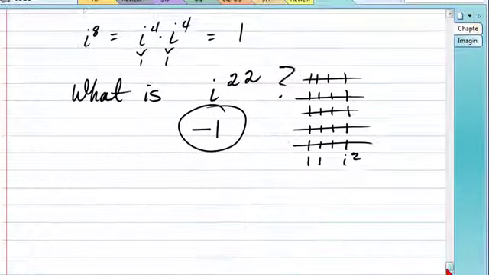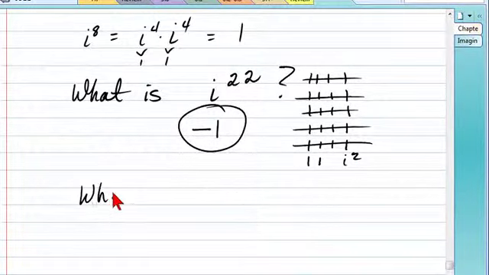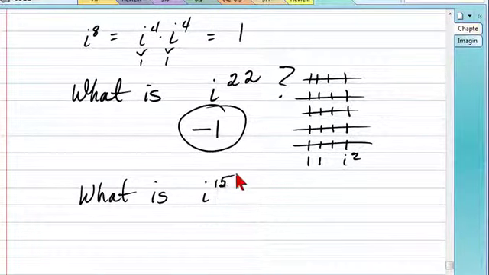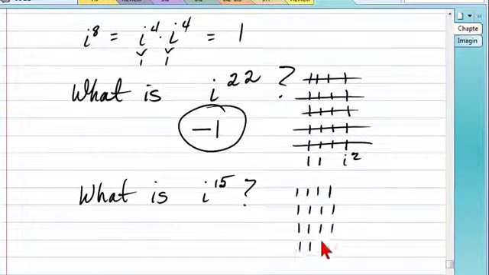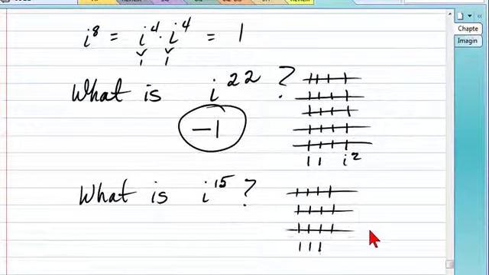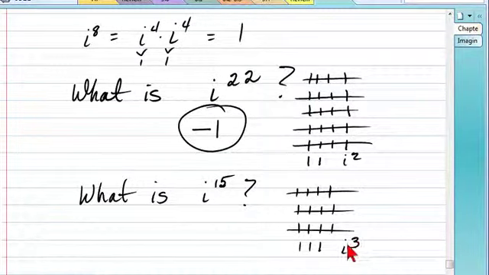Okay, let's do another one. What is I to the 15th? Well, 1, 2, 3, 4, 5, 6, 7, 8, 9, 10, 11, 12, 13, 14, 15. I don't worry about those because those were all equal to 1. So it is I to the 3rd, which is what? -I.